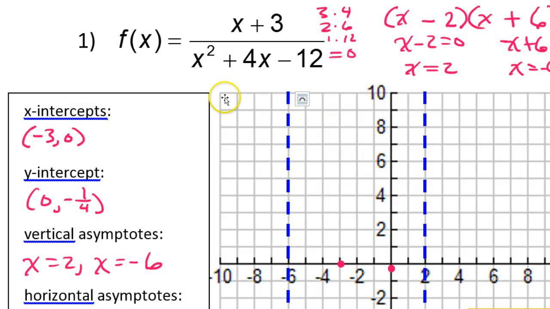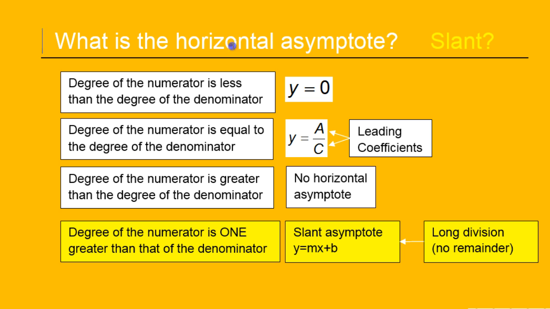So for this problem, the numerator has degree 1. The denominator has degree 2. All right, so since the degree of the numerator is less, that means y equals 0 is the asymptote.